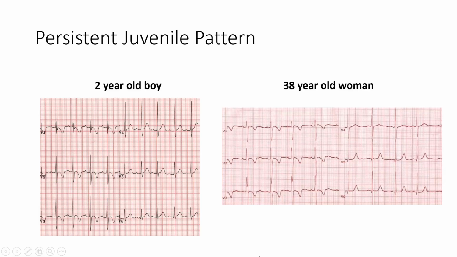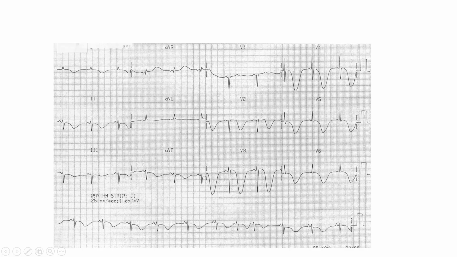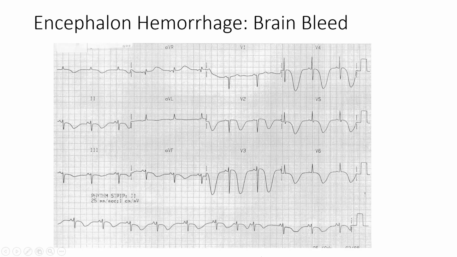That would be concerning for significant ischemic T-wave inversions. This EKG also I would burn into your brain and try not to forget it. This is an encephalon hemorrhage or a brain bleed of whatever kind, whether it's a subarachnoid or intracerebral hemorrhage. Here we can see these deep T-wave inversions in association with a brain bleed.